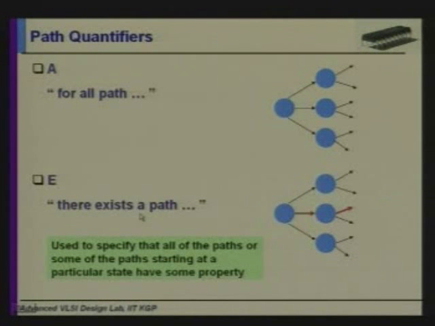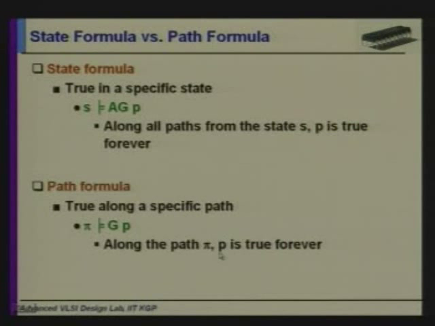So from that point of view, another kind of logic called branching time logic was developed, to express the quantification over paths. So it is like there exists a path. If the property holds along this path, then we can say that it is true over this system, and for all paths means it has to hold on all paths. Now let us distinguish between these two things.